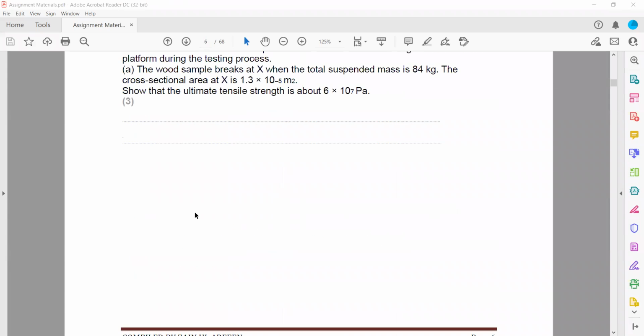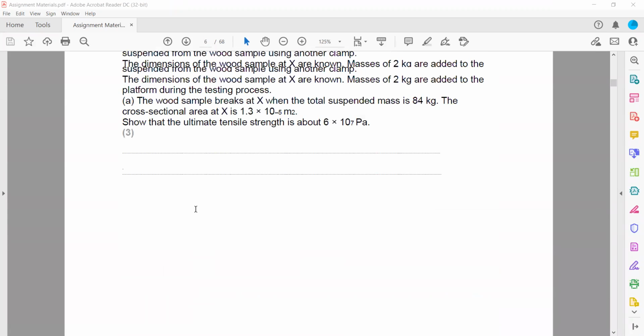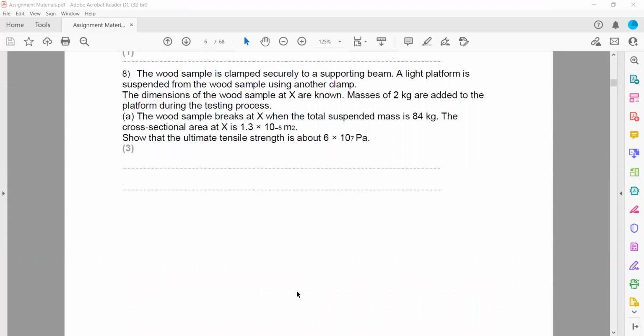Then question number 8. A wood sample is clamped securely to a support, the light platform suspended from the wood. The dimension of the wood sample at X are known. The mass of 2 kg is added during a platform for the testing. The wood sample breaks at point X when the total suspended mass is 84 and the cross-sectional area at X is 1.3 × 10^-5 meters squared. Ultimate tensile strength.